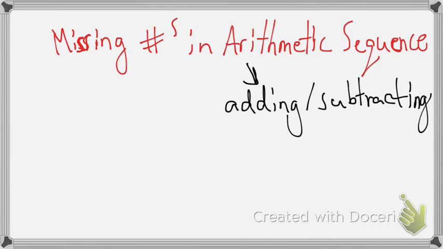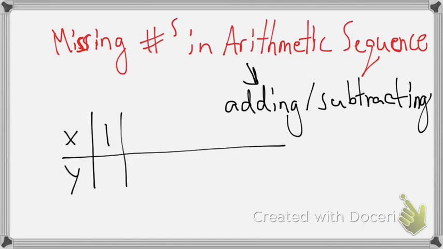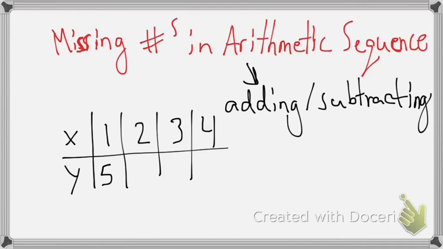Alright, so I'll give you a table here. Say that this was your table, and I give you the first number of the list is 5, and the fourth number is 14. So if I ask you now to find the missing numbers in here, all we have to do is figure out what we need to add or subtract every time, and then we can just do it there and do it there, and we'll be done.